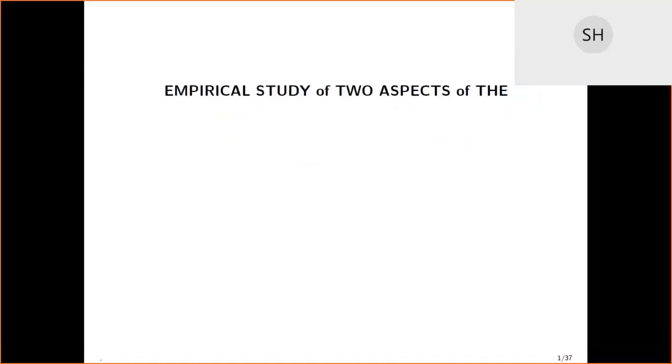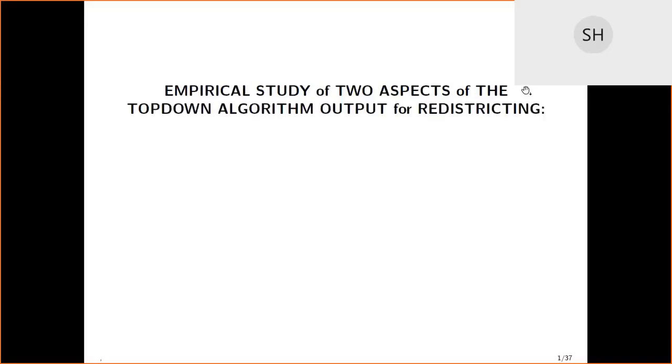Thank you very much, James and Michael. In fact, that's a very good overview, very excellent, James. You've helped define a couple of things I was wondering about, and I'm glad you did that. The title of our presentation is Empirical Study of Two Aspects of the Top-Down Algorithm Output for Redistricting. We focus on two things, reliability and variability.